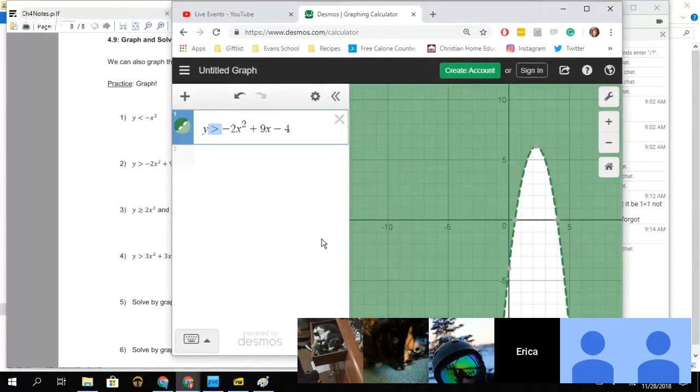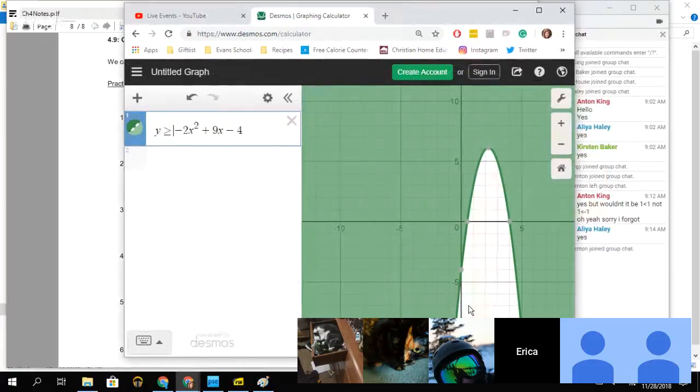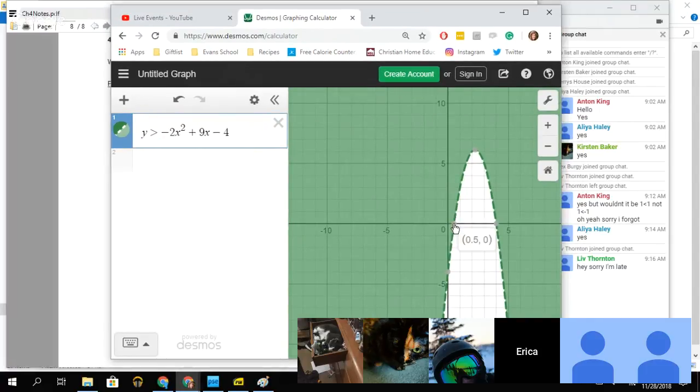If I made this greater than or equal to, so now you see that I have a solid line. And just a reminder, the dotted line means that if I have a point on this line, okay, and that's okay, Olivia, thanks for joining. We're just doing the last section, 4.9.